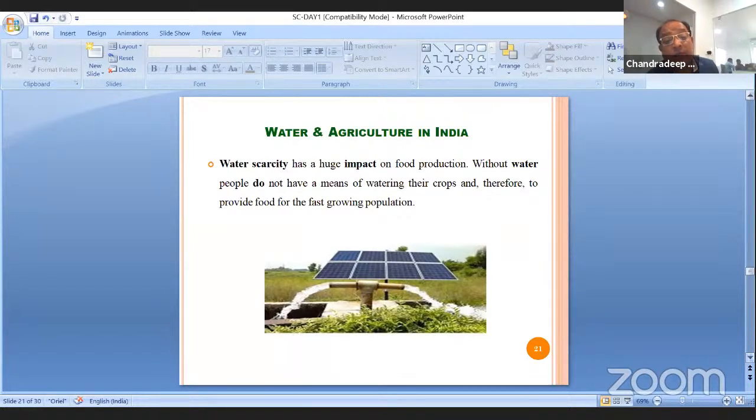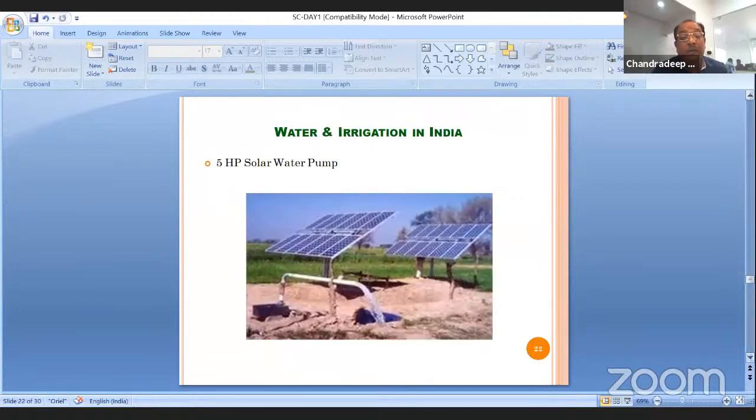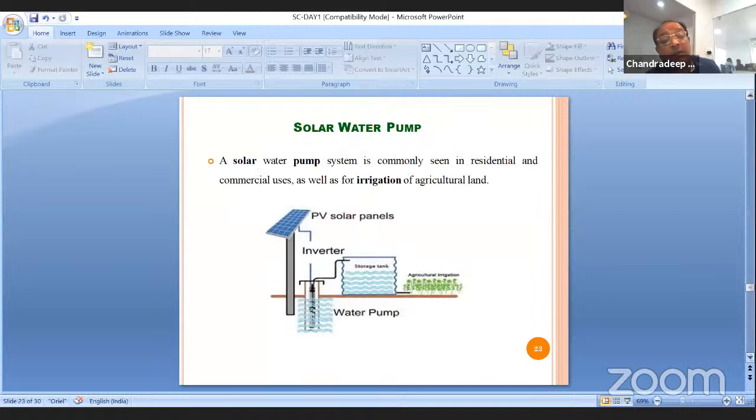Without water, people do not have a means of watering their crop and therefore to provide food for the fast growing population. So what could be the solution? A 5 HP solar water pump could be the solution. How does a solar water pump work?